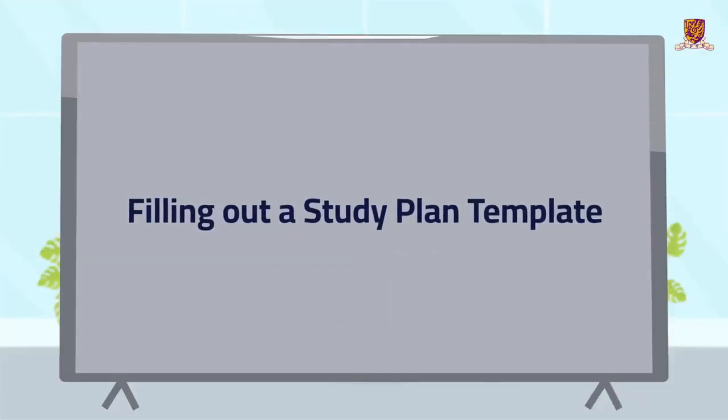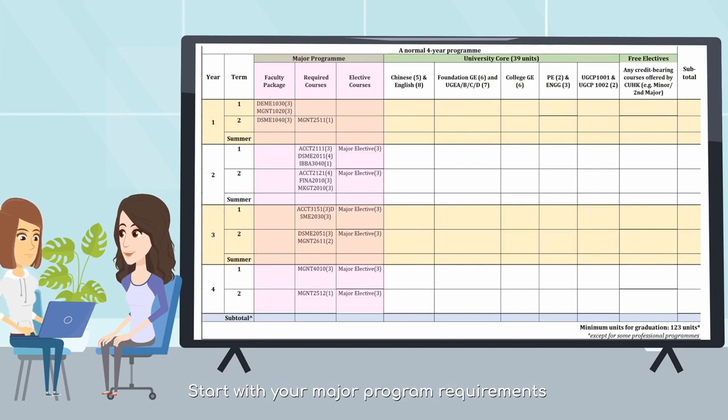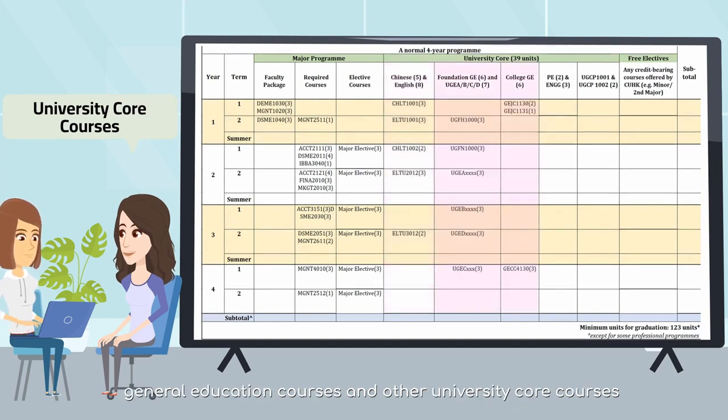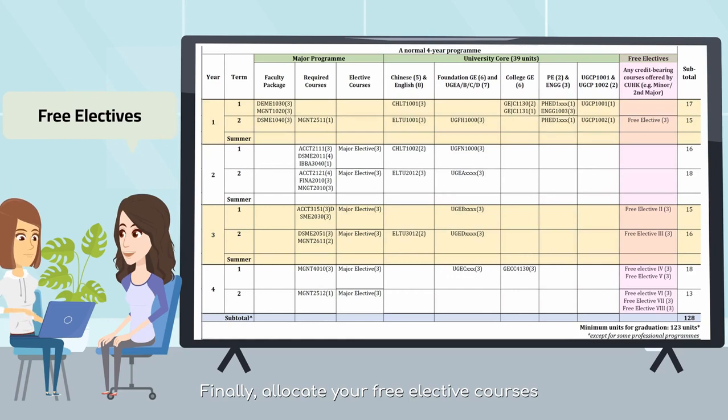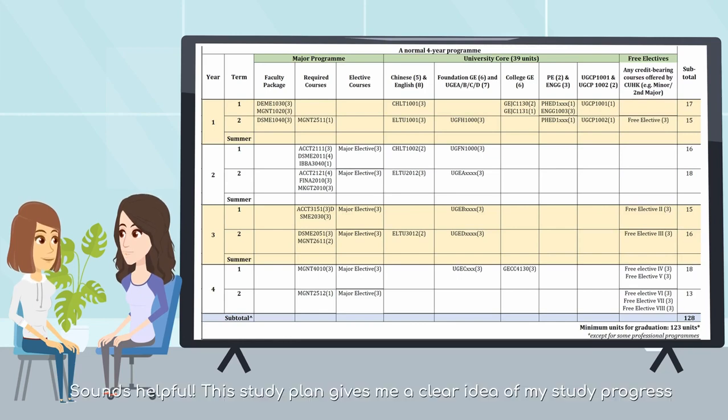Filling out a study plan template. Use a study plan template to organize your courses and credits. Start with your major program requirements, then university core courses, including language courses, general education courses, and other university core courses. Finally, allocate your free elective courses. This will provide an overall picture of your 4-year study. Sounds helpful. This study plan gives me a clear idea of my study progress.